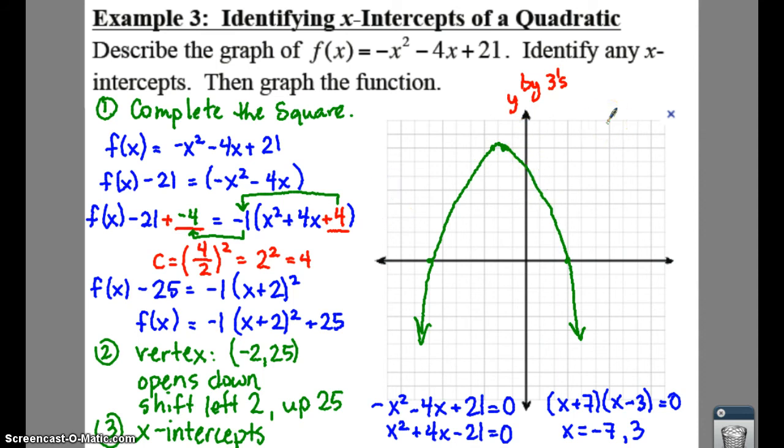So that is a long example of how to graph a quadratic by putting it in standard form and by describing it and finding any x-intercepts.